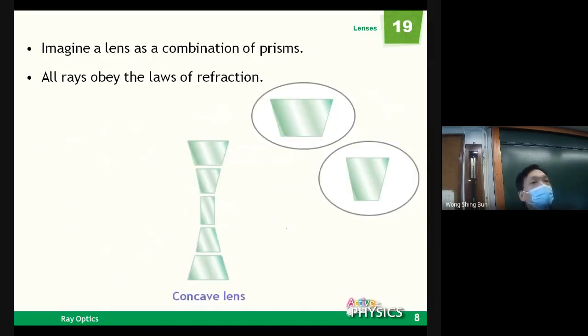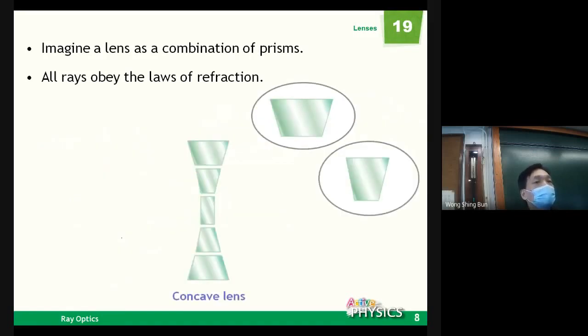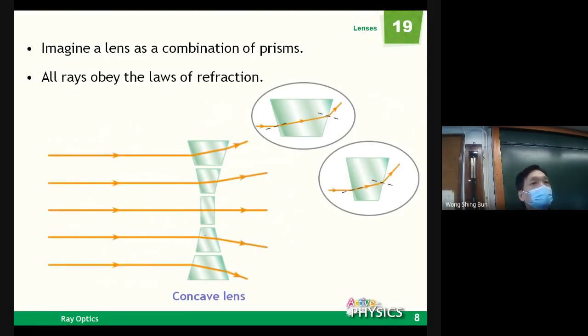How about the concave lens? Exactly the same, but change the position of them. Once again, what is the convex lens? To converge the light waves, the shape of the convex lens is center thicker, outer thinner. Concave lens: center thinner, outer thicker. Just only change of that. Now, this one will be the final output.